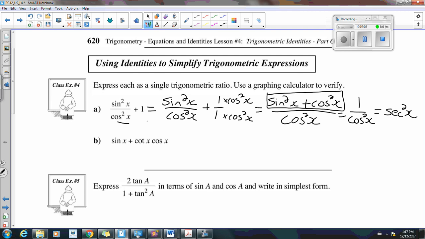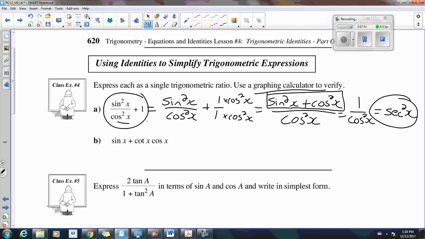So again, I think you could have written this as tan squared x plus 1. We know that 1 plus tan squared x is secant squared x, which is a rearrangement of something on your formula sheet. So that one we could have done in 2 ways. To verify using a graphing calculator, you would graph this in F1, and graph this in F2, and you just want to make sure those graphs overlap everywhere. If you get the same graphs, then you have double checked on your graphing calculator that these two are really the same thing. B, sine x plus cotan x times cos x.